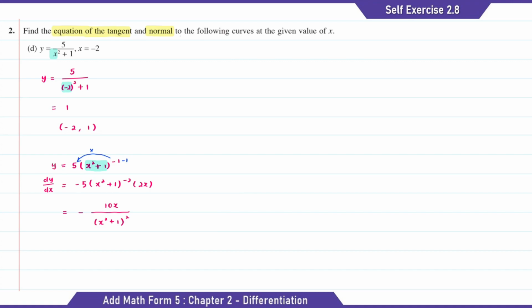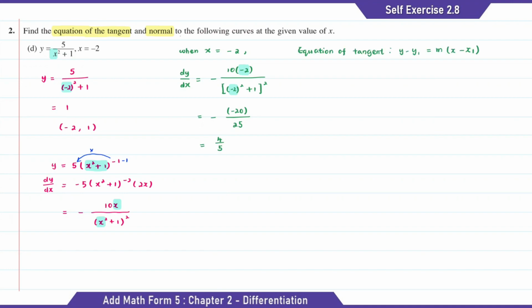To find the gradient of the tangent, substitute x equal to negative 2 into the dy/dx. This is equal to negative 20 over 25, which is equal to 4 over 5. To find the equation of the tangent, let the coordinates be (x1, y1). Then the equation will be y minus 1 equal to 4 over 5 (x minus negative 2). y equal to 4 over 5x plus 8 over 5 plus 1. Then the equation is y equal to 4 over 5x plus 13 over 5.